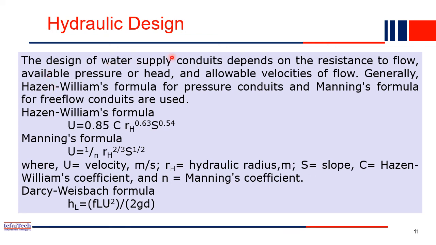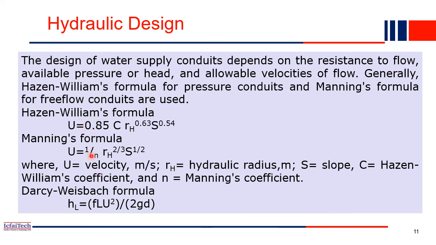So now the design of water supply conduits depends on the resistance to flow, available pressure head, and the allowable velocity of water. So generally we use this formula, right? Hazen-Williams formula, basically to find out how much velocity of water is there in a system, and how much it is required. Hazen-Williams formula and the Manning's formula. These formulas you have studied in the hydraulics course in detail. So here I am just showing the formulas, but I won't be discussing much detail about these formulas.